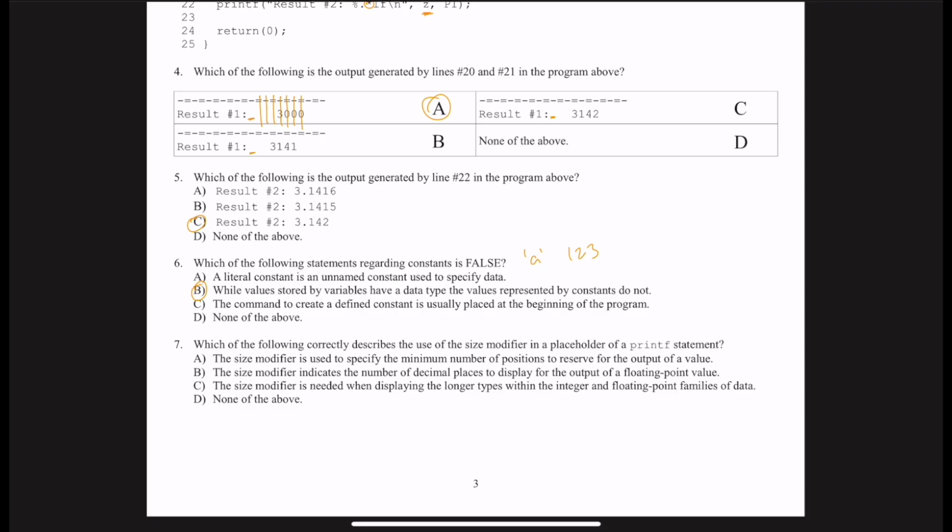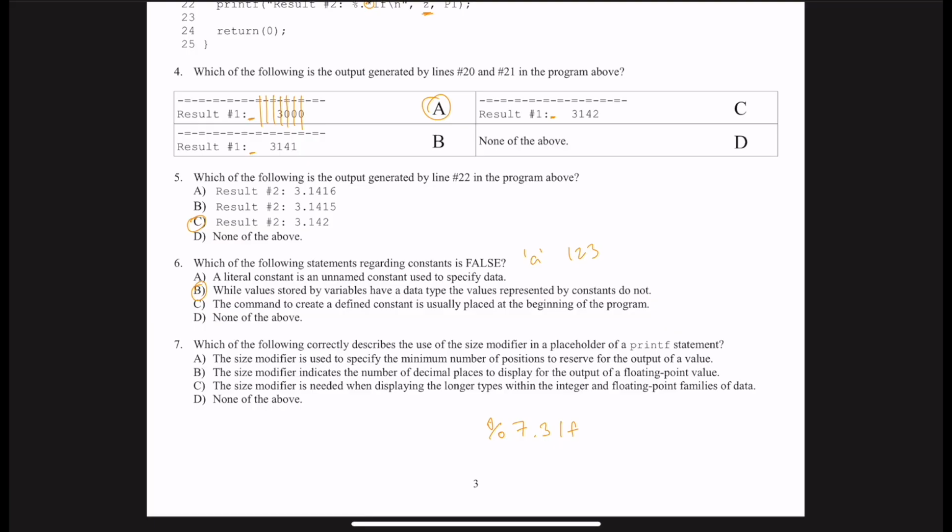Number 7. Which of the following correctly describes the use of the size modifier in the placeholder of a printf statement? So again, remember when we have these statements, we have different modifiers. So it could be 7.3 LF. 7 is our width, 3 is our precision, and LF is the size modifier, meaning how do we want to display this data, what type of data. So LF means that it's going to be a double, so we're going to keep the decimal values when we display it.